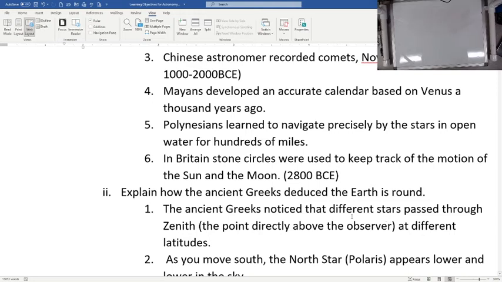One of the reasons they believed it to be round was, as you went north or south, different stars would be overhead, different stars would be at your zenith. So as you march north, the North Star would rise in your sky, get to a higher and higher angle. And as we move south, it would get lower and lower. And that made them think they were walking on a curved surface.